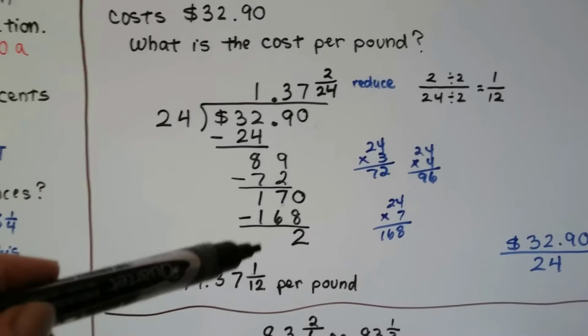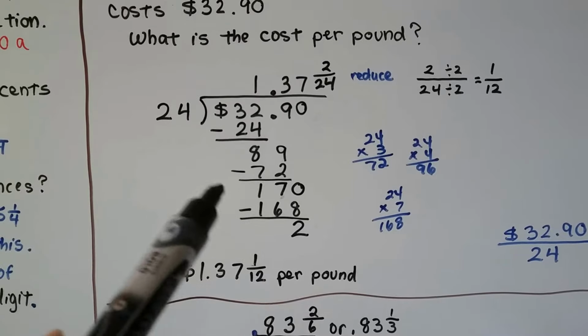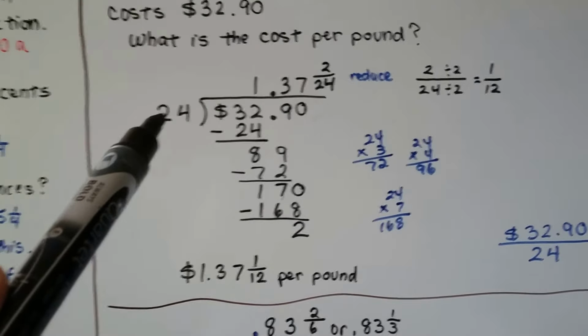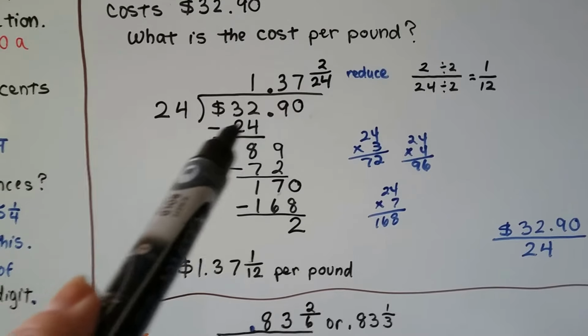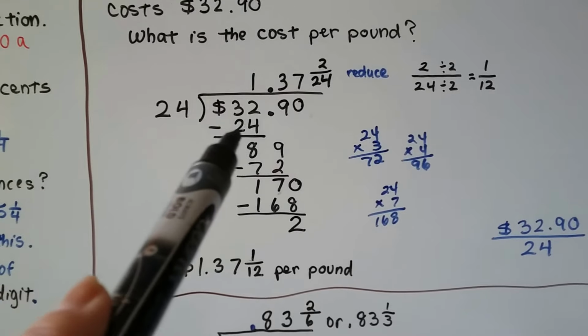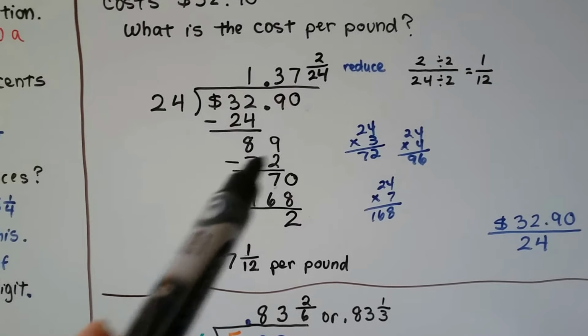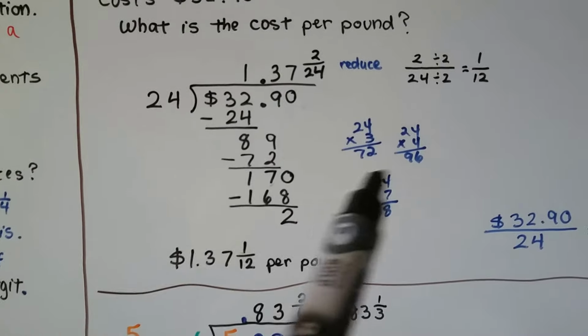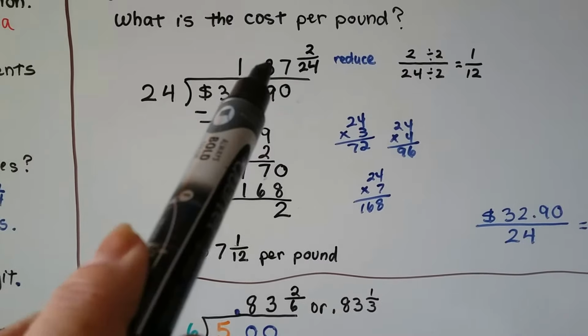We do our division, and when we get down here, let's start from scratch. We've got 32. 24 goes into 32 one time. That's 24. 24 times 1 is 24. We get an 8 when we subtract. We drop the 9 down. 24 goes into 89. 4 times is too big, so 3 times is better. So we're going to put a 3 here.